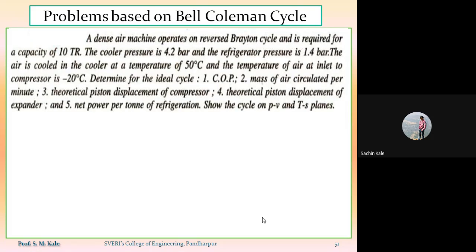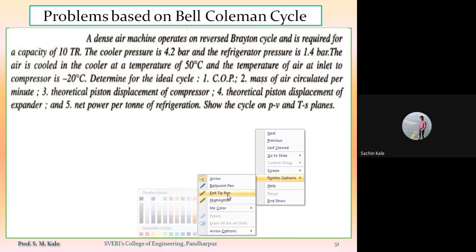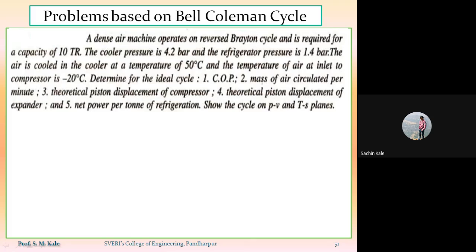So here dense air refrigeration system means the closed Bell-Coleman cycle is called a dense air refrigeration system, and open type of cycle is called an open reverse Brayton cycle or Bell-Coleman cycle. So here we'll go a little bit fast because this is the last problem, so you might have understood the problem. So here first of all they have given the capacity.